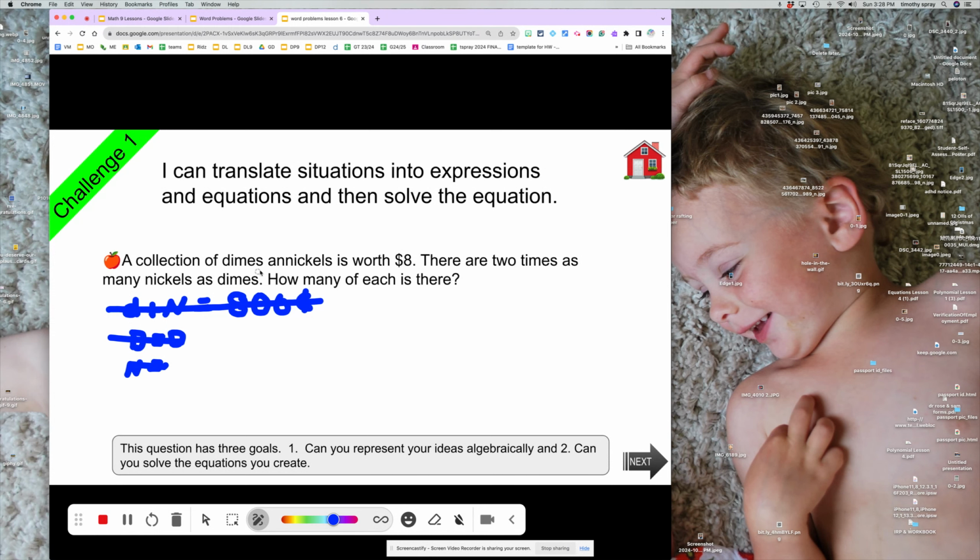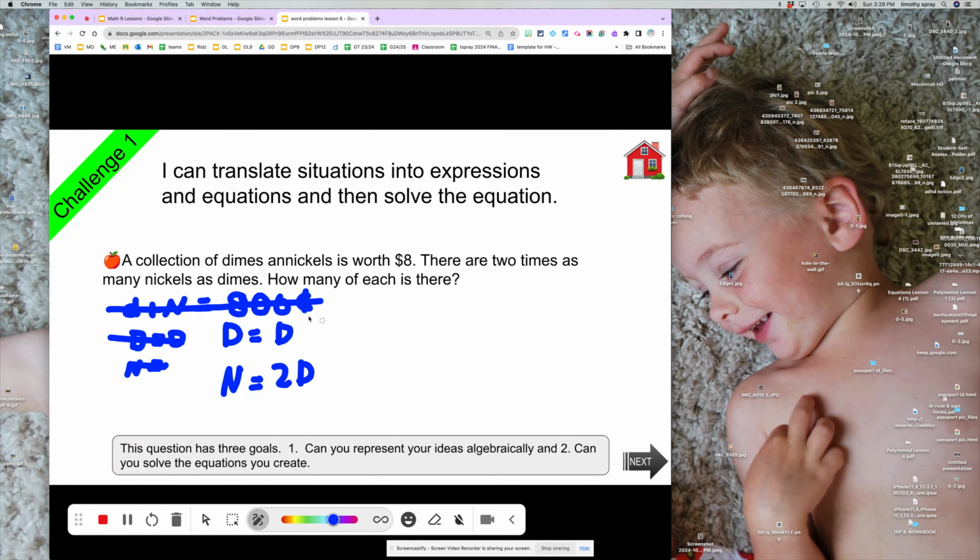A collection of dimes and nickels is worth $8. There are 2 times as many nickels as dimes. Okay, this is not what I expected this question to be. I was not thinking. Okay, so there are 2 times as many dimes as nickels. So there's as many times nickels as dimes. So I'm going to call D dimes, and nickels is going to be 2D.